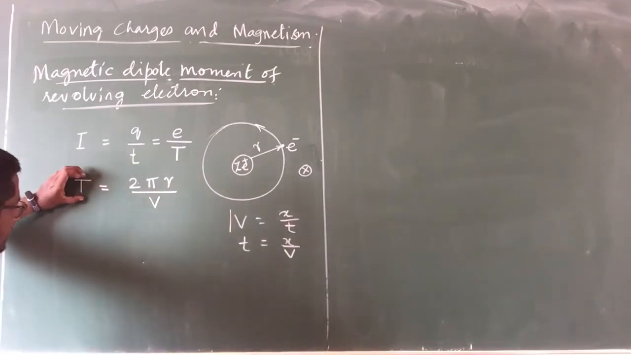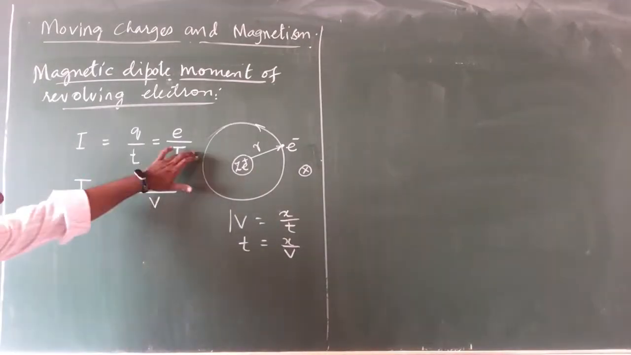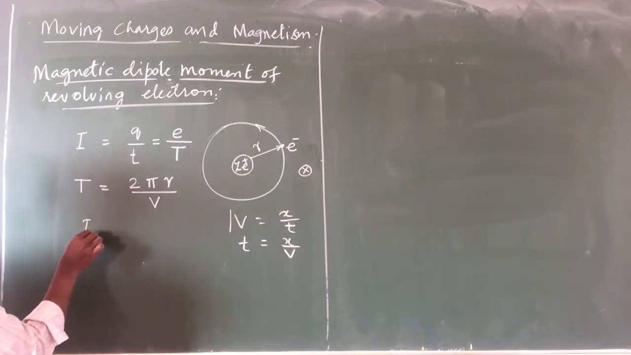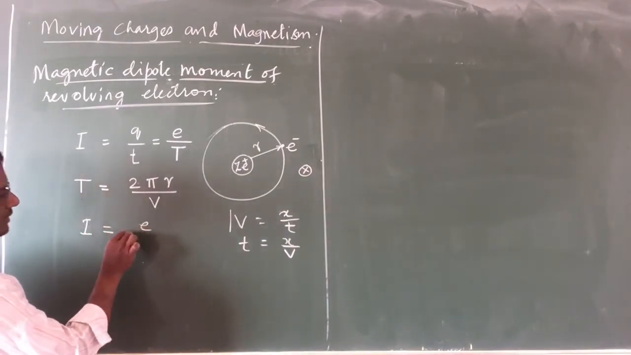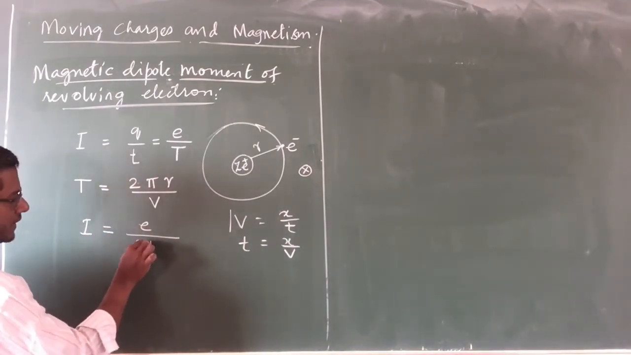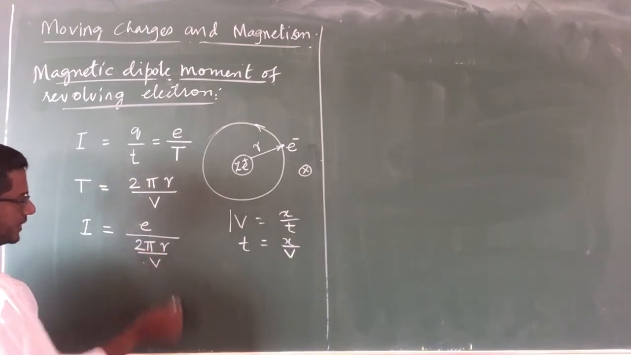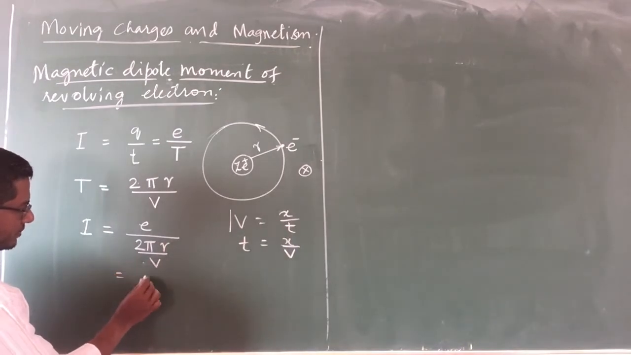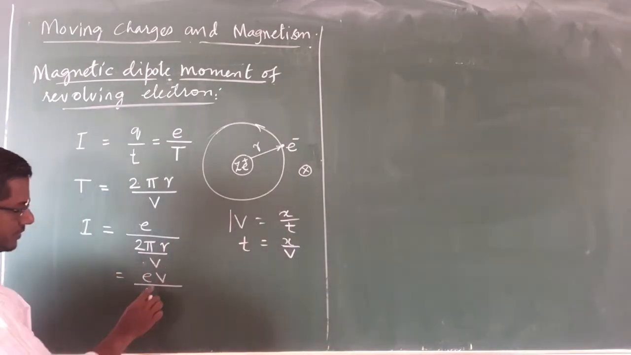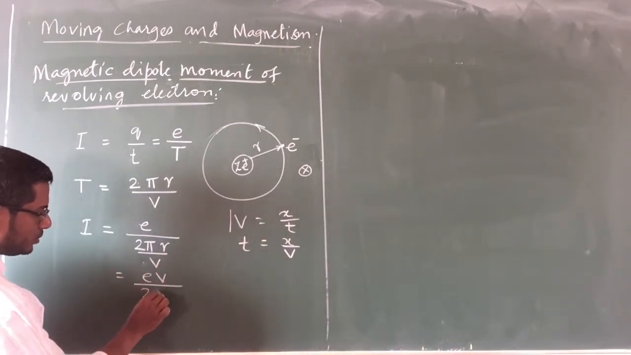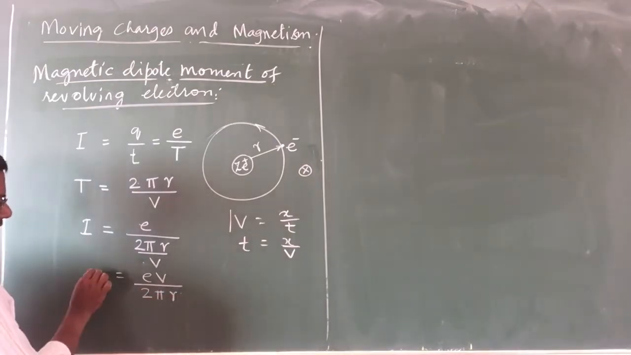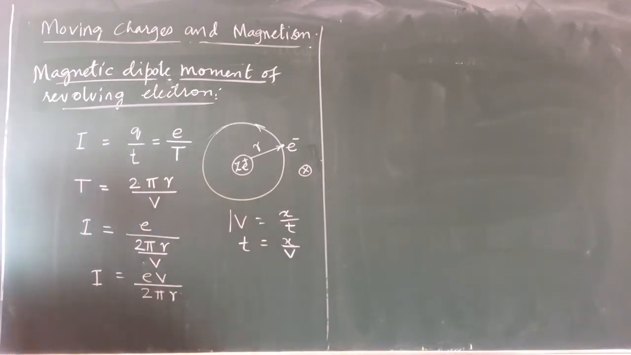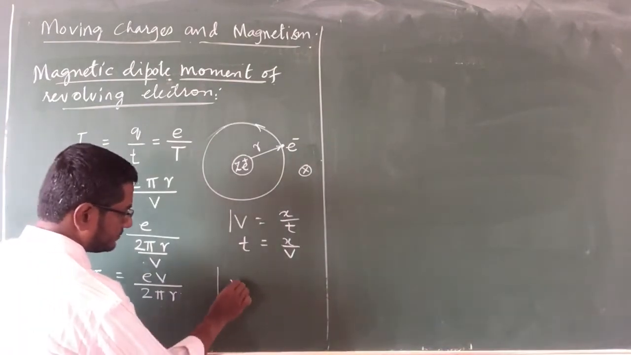Now I can substitute this term for the time period into this equation. So the equation becomes I is equal to e divided by 2 pi r divided by v. Now because this is a multi-layered fraction, this v can come up, so it is going to become ev divided by 2 pi r. And this is what? This is the expression for current. The magnetic dipole moment equals I into A.